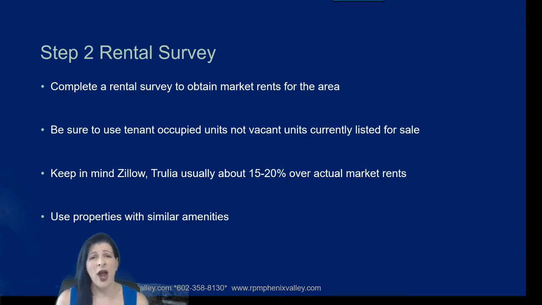So you're going to want to make sure that you make that adjustment in your numbers. And also try to use similar amenities. So if the multifamily unit building that you're looking at has garages, is gated, has a community pool, you're going to want to try to find units in that area that have the same amenities.